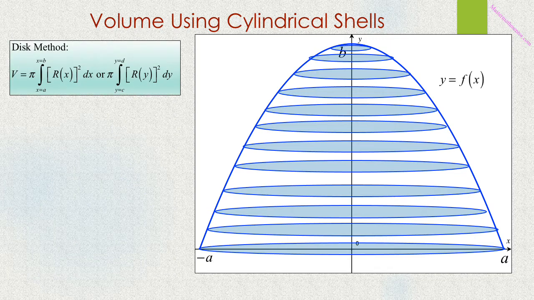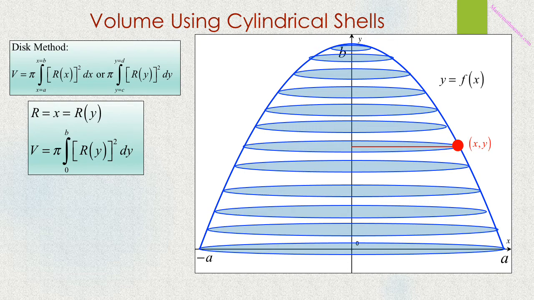Recall that our disk formula is volume is equal to pi integral from x equals a to x equals b of r of x squared dx, or V is equal to pi integral from y equals c to y equals d of r of y squared dy. R represents the radius and will either be in terms of x or will be in terms of y.